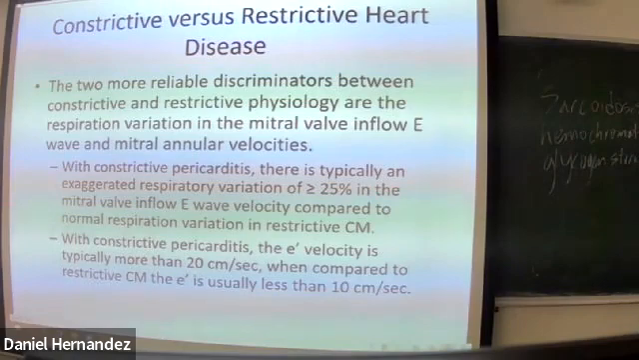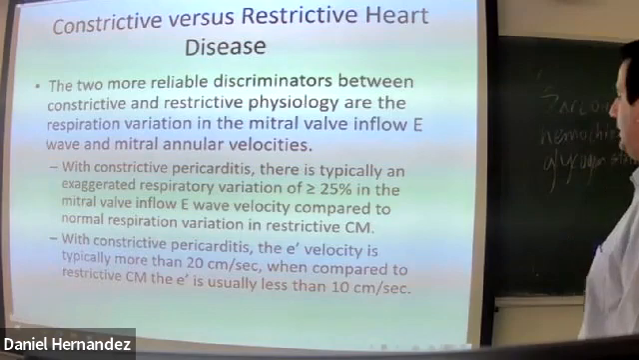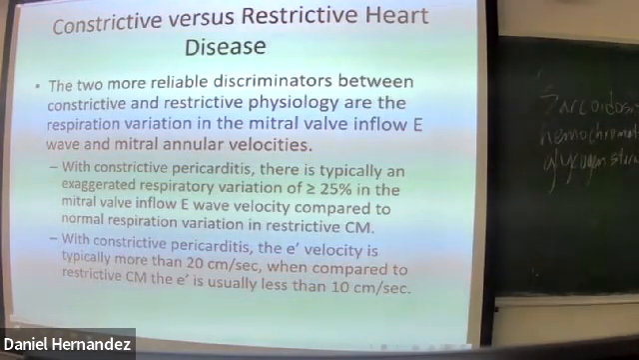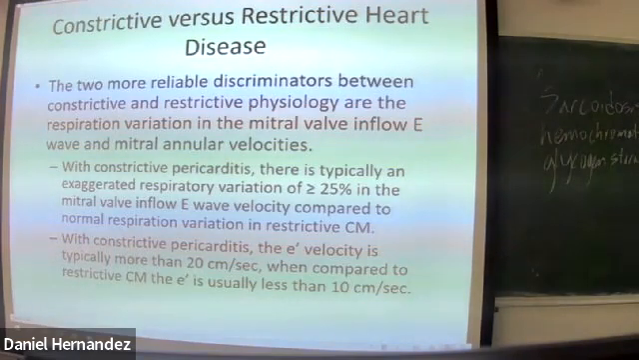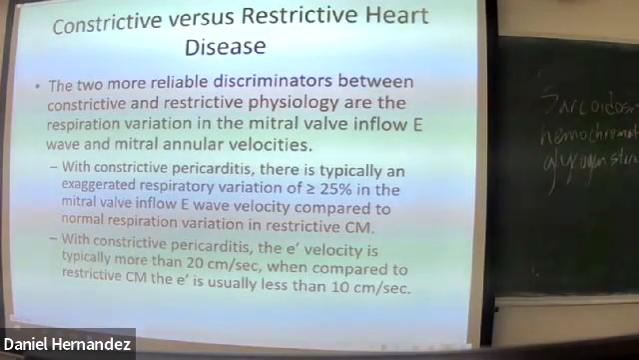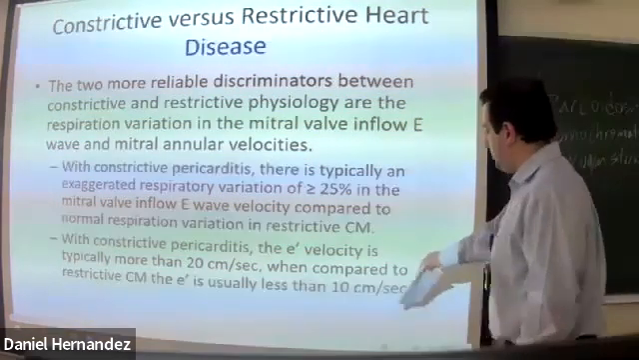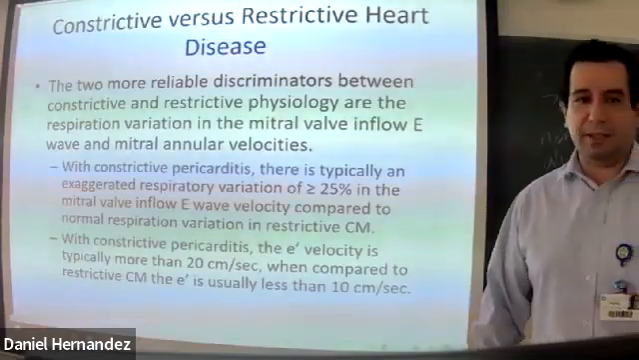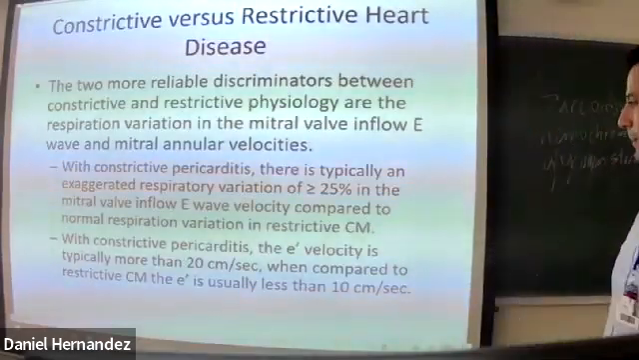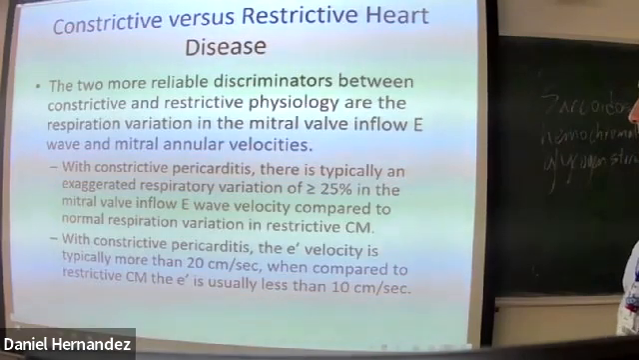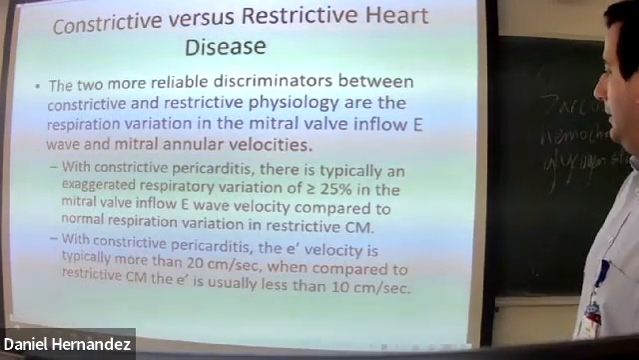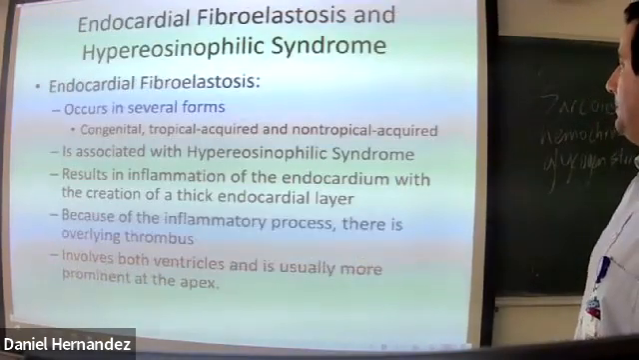Again, we look for exaggerated respiratory variation. So we see an increase of greater than 25% in that mitral inflow during expiration. And then with constrictive pericarditis, we have E prime velocities that are typically more than 8 centimeters per second, whereas with restrictive cardiomyopathy, we have those reduced E prime velocities. So those little E waves, little E prime waves. So we typically have normal valve motion during diastole when we're talking about constrictive pericarditis.